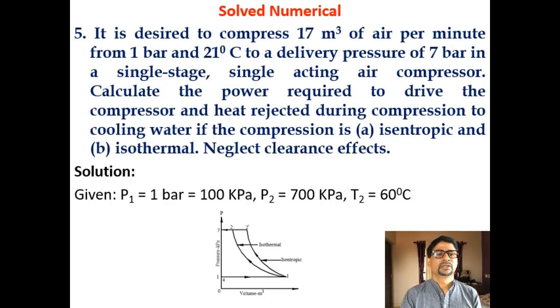So here the volume of air compressed per minute is 17 meter cube of air per minute. From the inlet condition of 1 bar and 21 degrees Celsius, so that you have to convert into Kelvin, to a pressure of 7 bar in a single stage single acting air compressor. So it is single stage and single acting. You are supposed to calculate the power required, also heat rejected during compression to the cooling water. Now two cases are given, isentropic as well as isothermal. You are supposed to neglect the clearance effects.